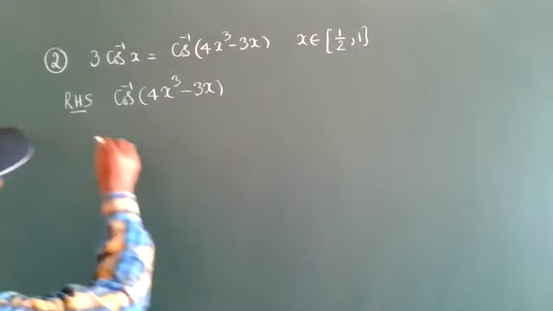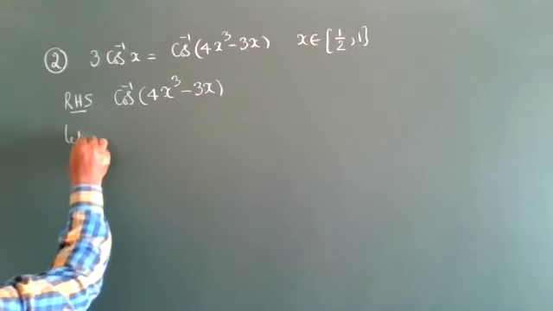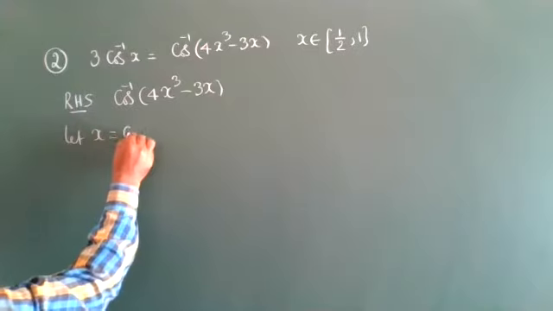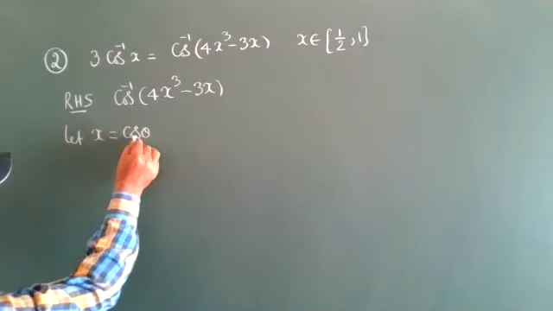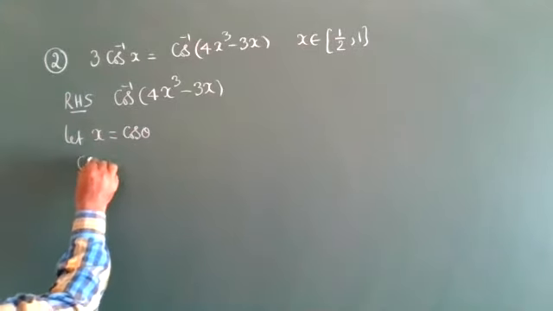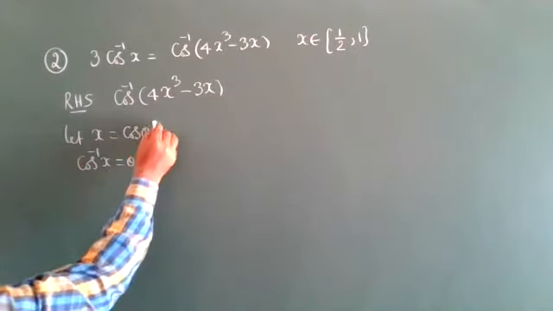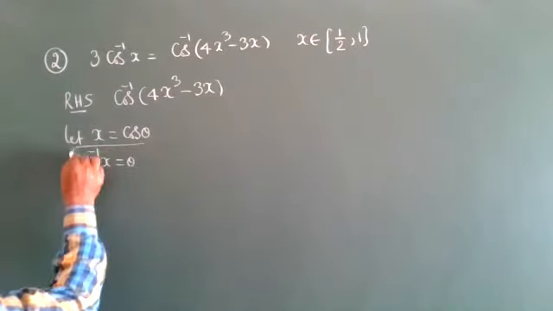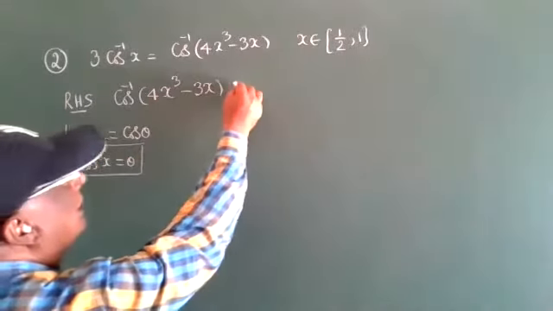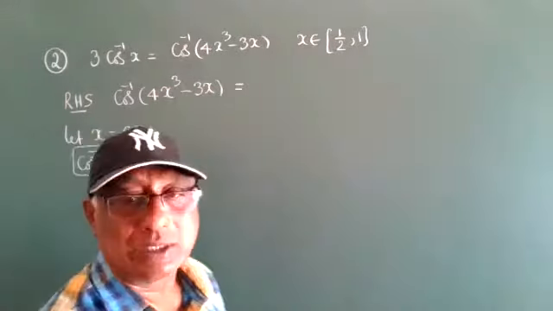Okay? So now we can see. Let x is equal to cos theta. Then cos inverse of x is equal to theta. Now substitute in this one.